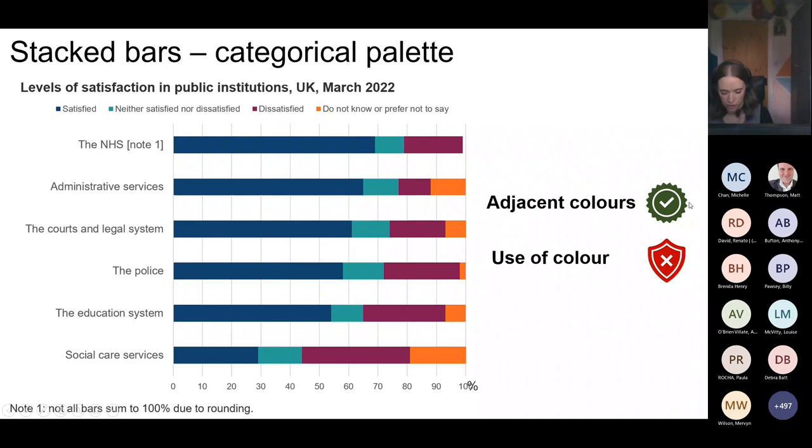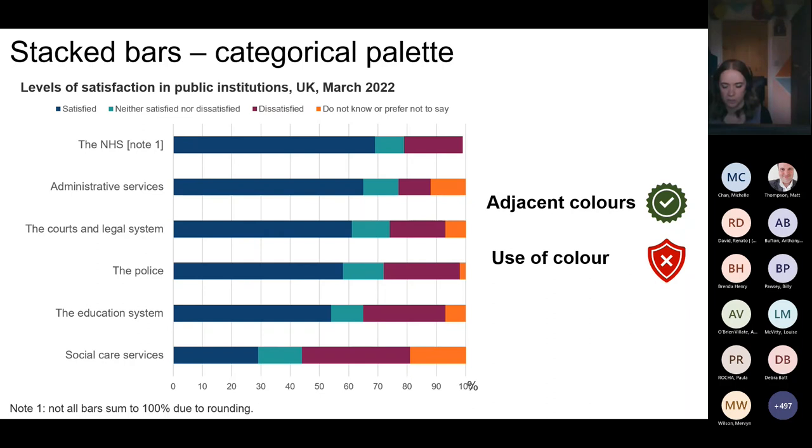Or we could just rethink, do we need to always give all the data? Or can we just focus on one of the series? Could we just focus on satisfied for this series? Do we need to show all the other bits? So just be careful, rethink your charts, think about what the message is and how you can get that across with impact.